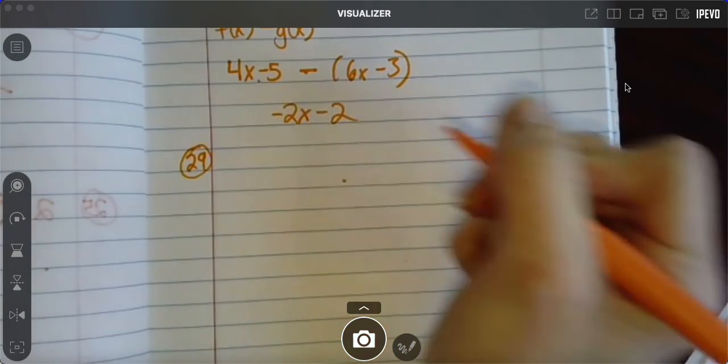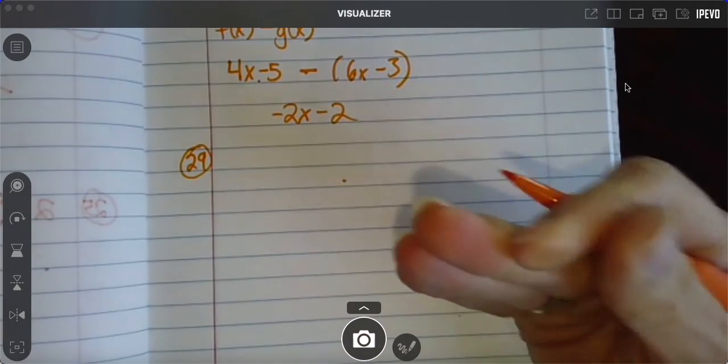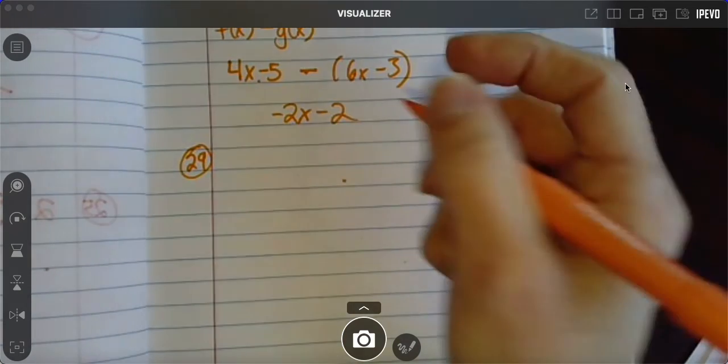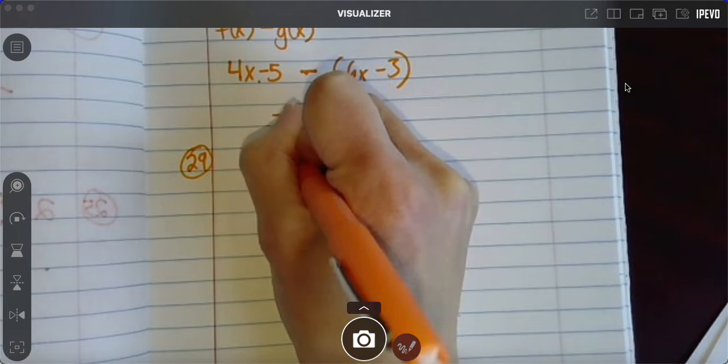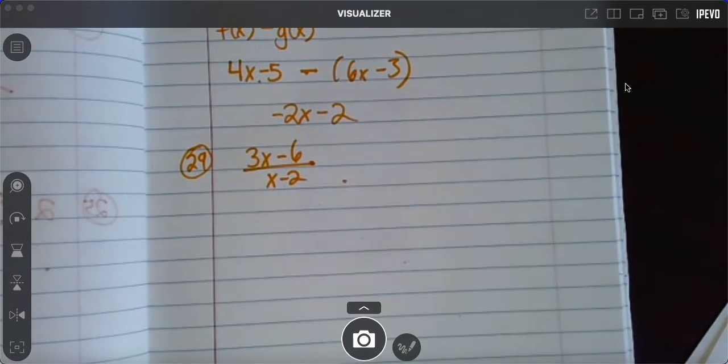Okay, 29. Yes, there's one like this on your test. You take the f function and you put it in the numerator. The g function goes in the denominator. So that would be 3x minus 6 over x minus 2. That's what it's going to look like. We write it, but that's not what it's asking for.